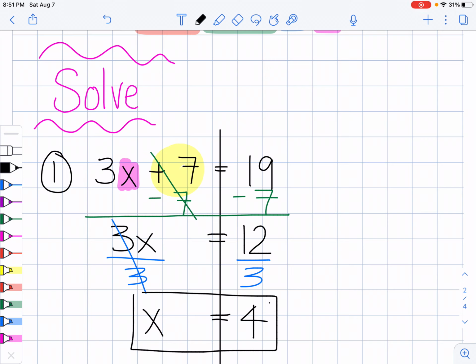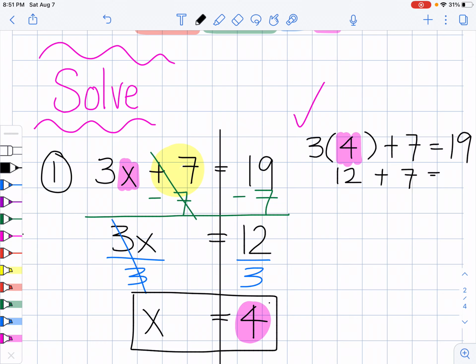Now you can go back and check this to see if it's correct. So on my check, wherever I have an x, I'm going to plug in 4. So this is going to say 3 times 4 plus 7 equals 19. And then I'm going to use my order of operations in the proper order. So I'm going to multiply first, 3 times 4, which is 12. And 12 plus 7 is 19. So I get 19 equals 19, and that is correct.